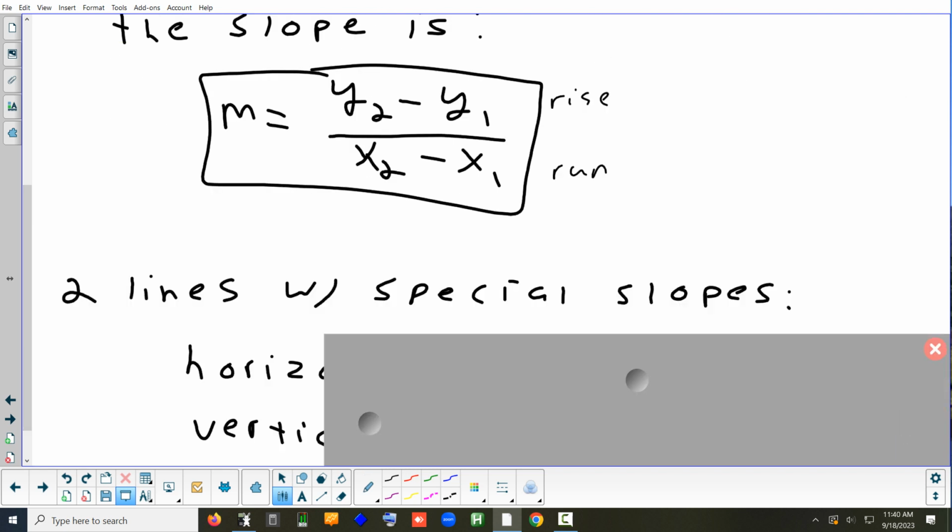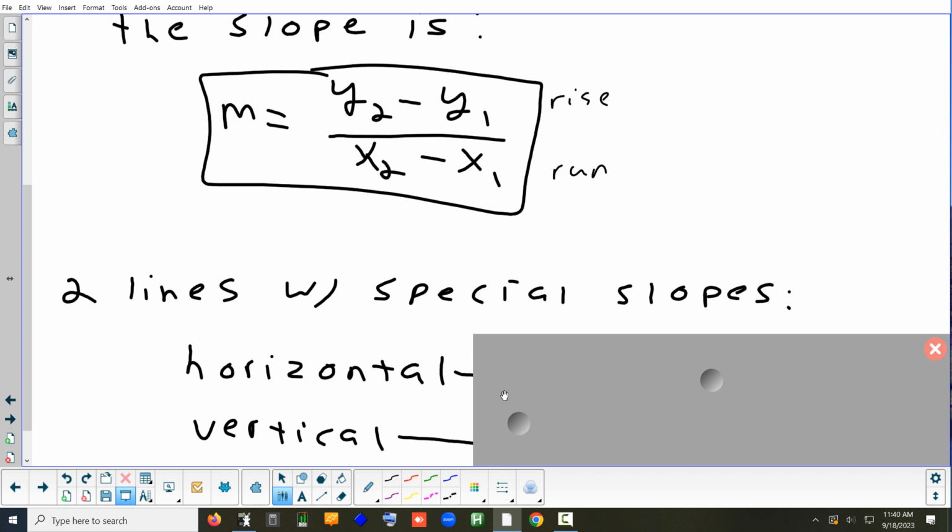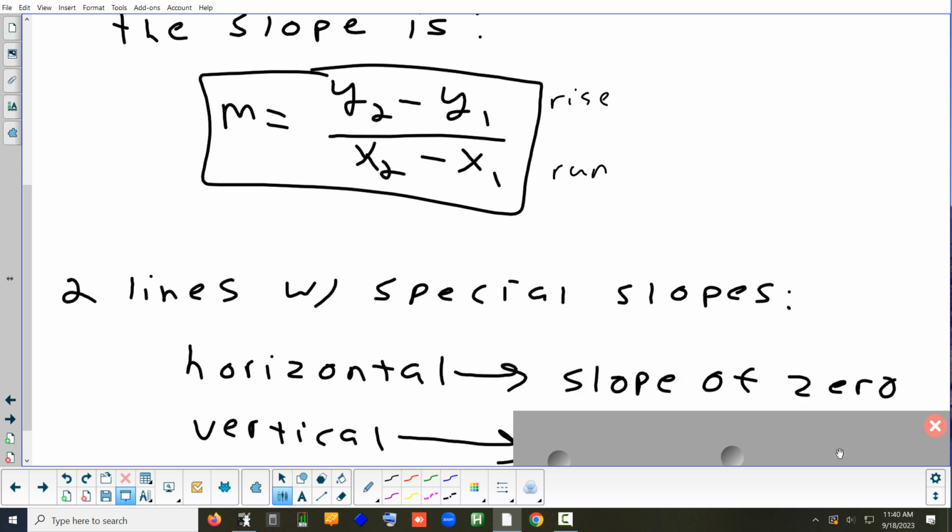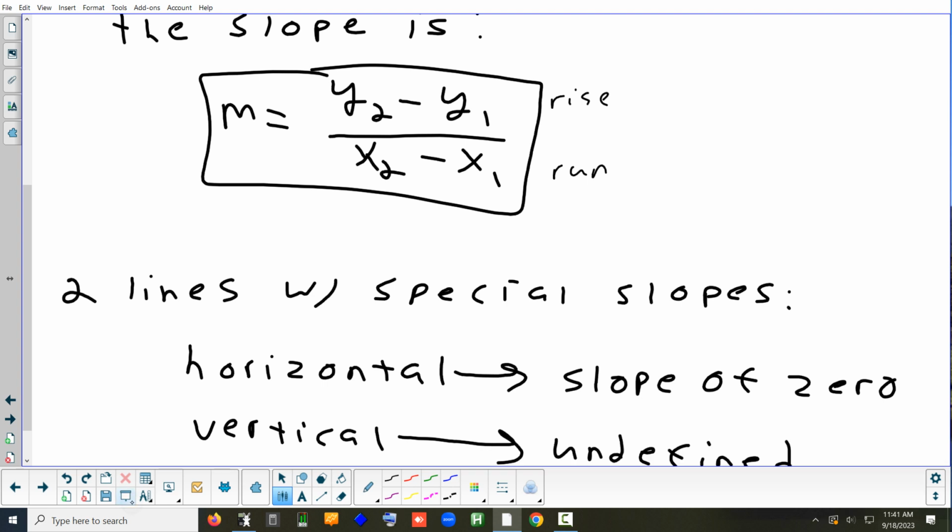So there are 2 lines with special slopes, horizontal and vertical. Horizontal and vertical lines are not in y equals mx plus b. They are special cases. Does anybody remember what the slope of a horizontal line is? Great. 0. And how about the slope of a vertical line, Jamie? Undefined. Yep.